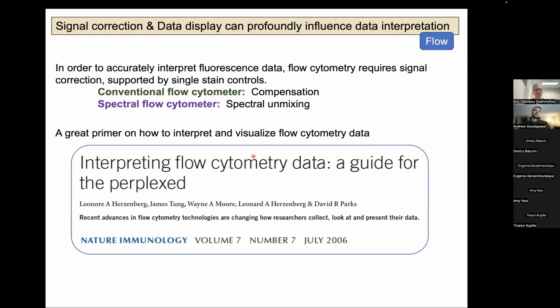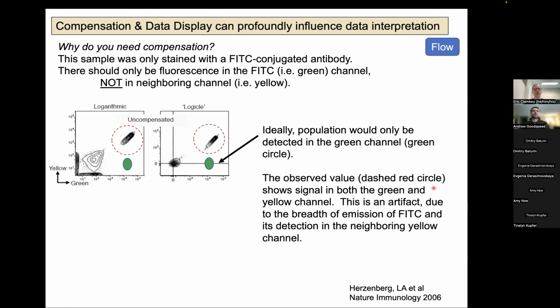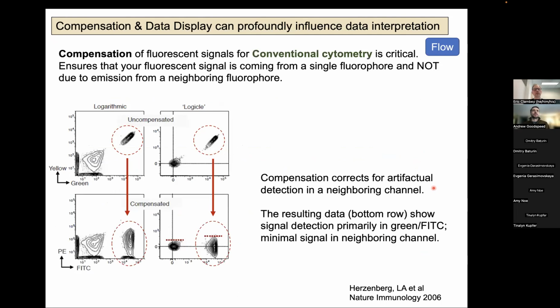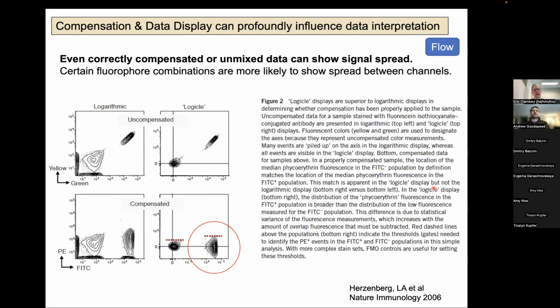Now, one primer that I've found to be very helpful over the years is a review from the Herzenbergs. Although it's a bit dated now, I think some of the fundamental principles that they detail in this article are really helpful. So let me just talk through a little bit of why you need compensation and how that can influence your results.